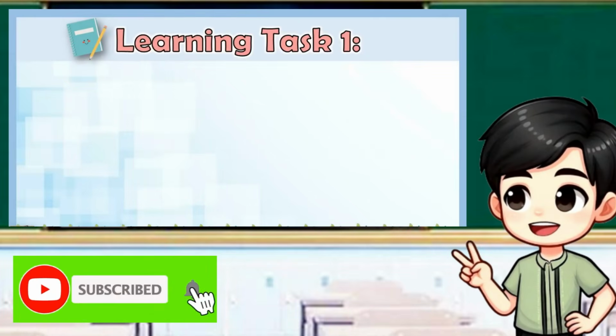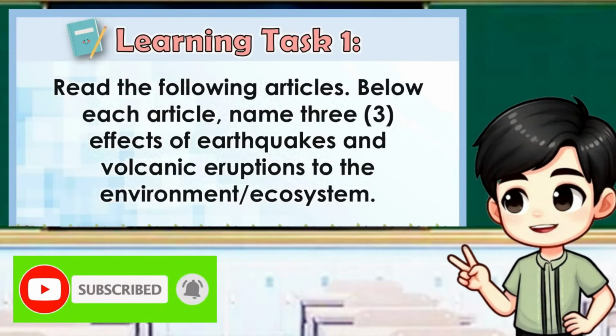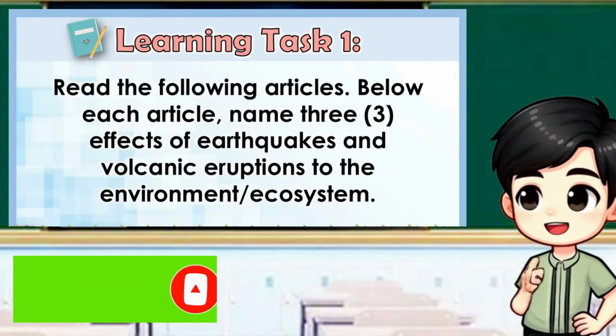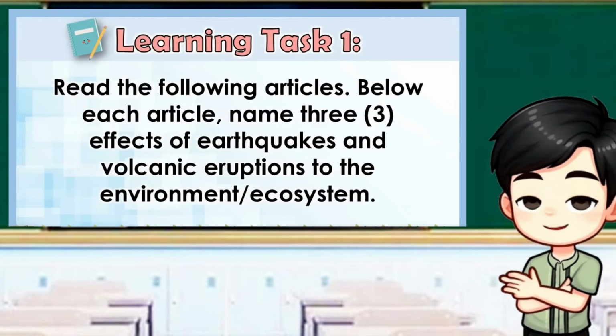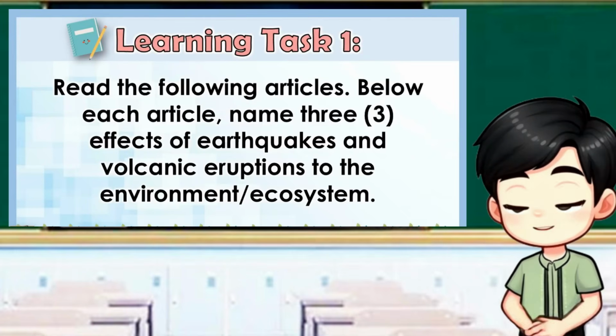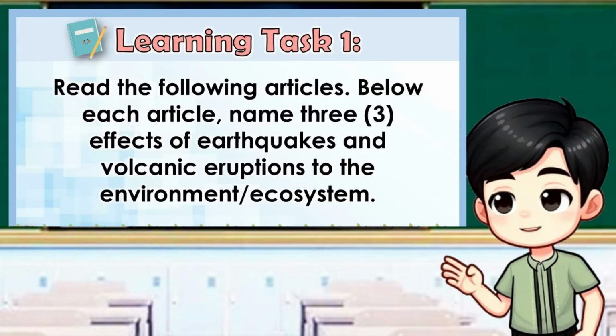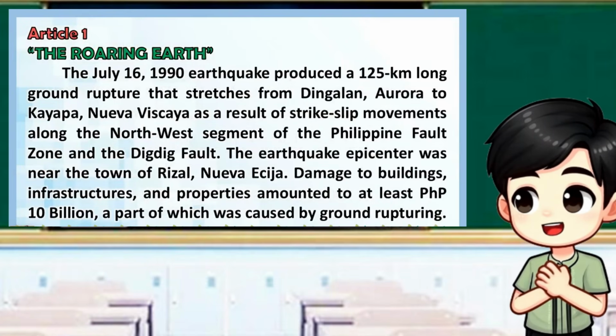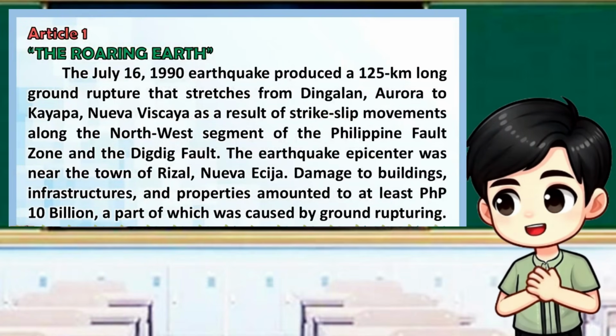And now let us proceed to learning task 1. Read the following articles. Below each article, name 3 effects of earthquakes and volcanic eruptions to the environment or ecosystem. Let's read first Article 1, the Roaring Earth.